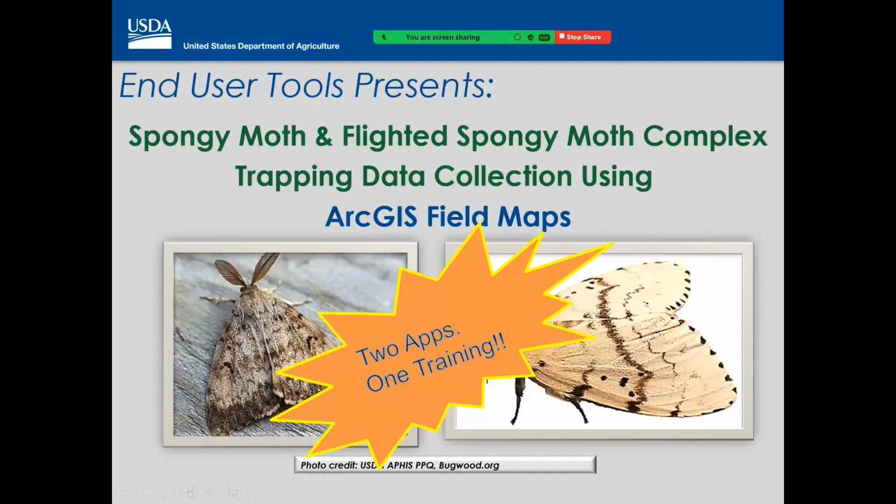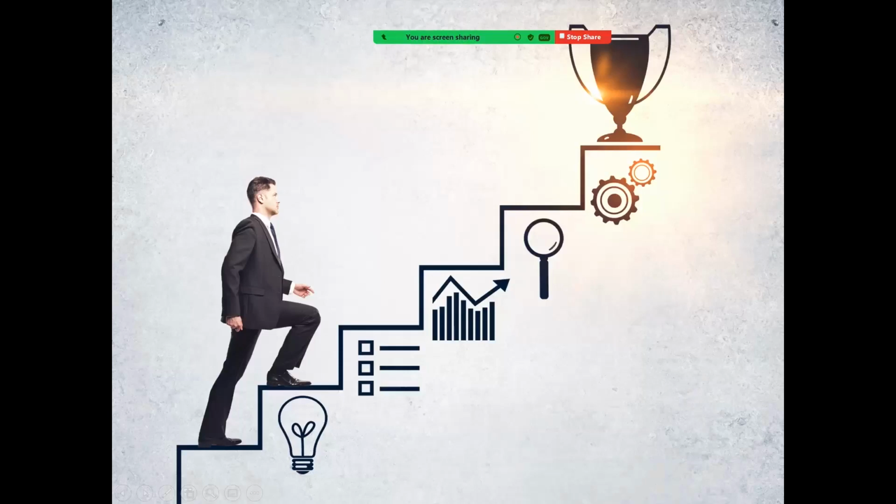Just to give you a visual of what we're trying for here today, that's you climbing the stairs. Maybe you don't look like a gentleman in a suit. Maybe you're a little more rough and ready in the field and ready to get out there and do some trapping. But all the way at the top, we've got a trophy, and that's what we're going for today, if possible. But that requires some of these steps to have already been completed.